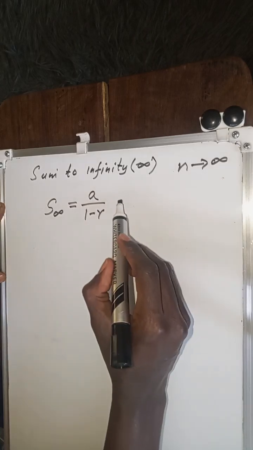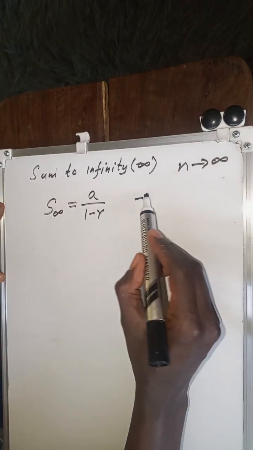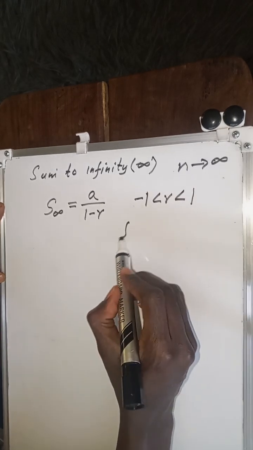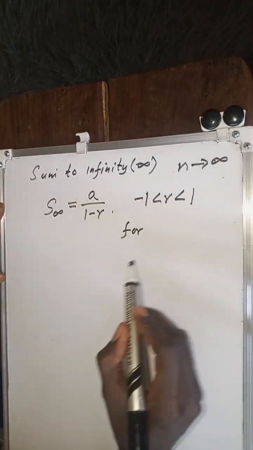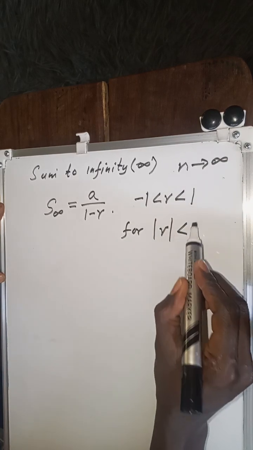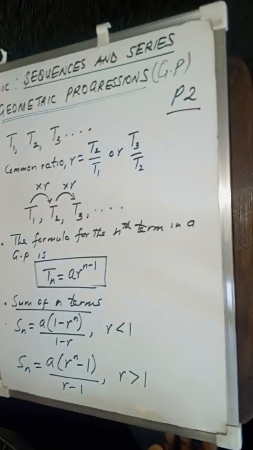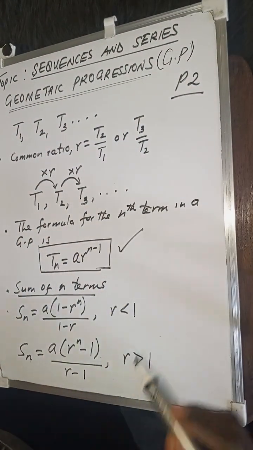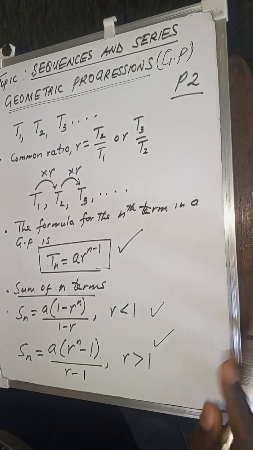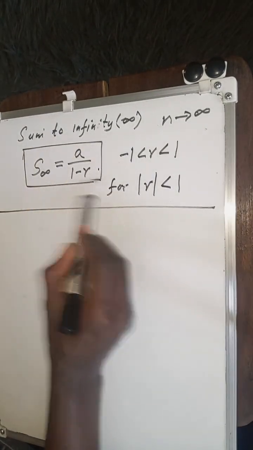But when do you apply this one? We can say that -1 should be less than r and r should be less than 1. In simple terms, you can apply the sum to infinity when the modulus of the common ratio is less than 1. That is what we mean. So basically, you need to remember all these formulas that we have talked about here: the formula for the nth term, and when you're finding the sum, there are two formulas, depending on the value of your common ratio, and also the sum to infinity.